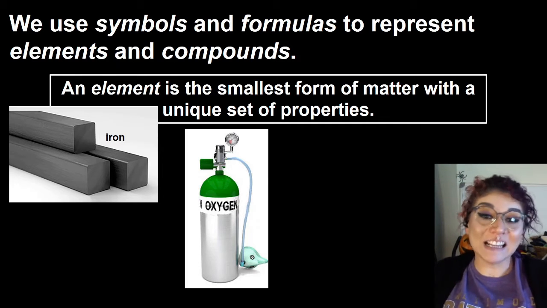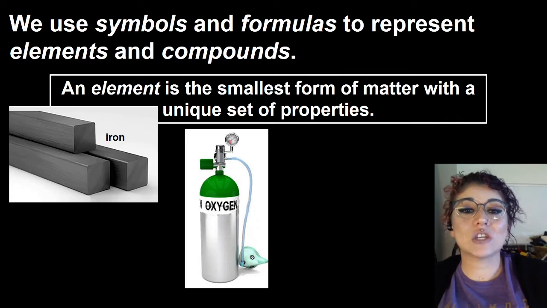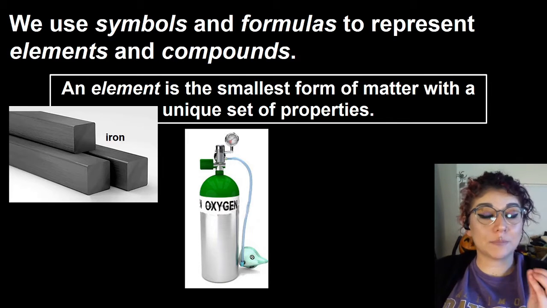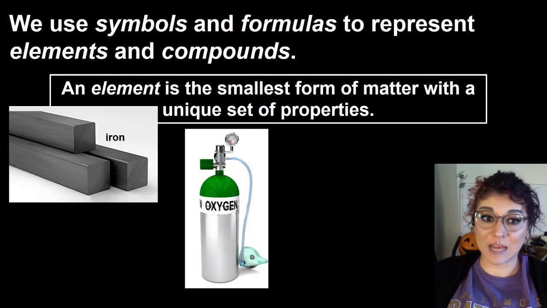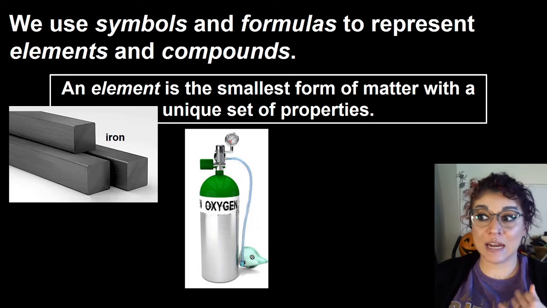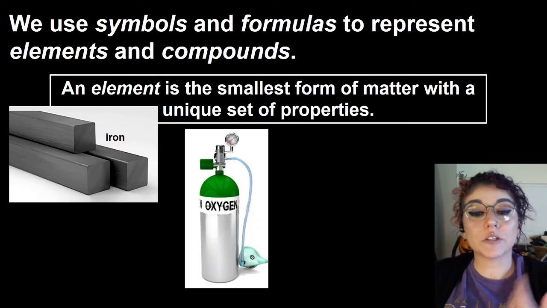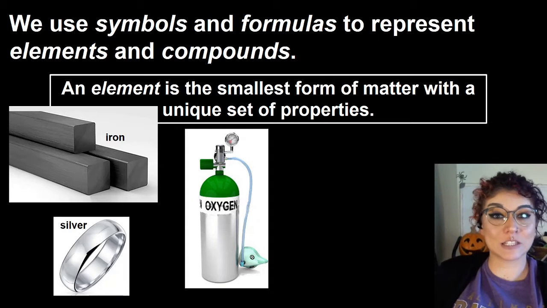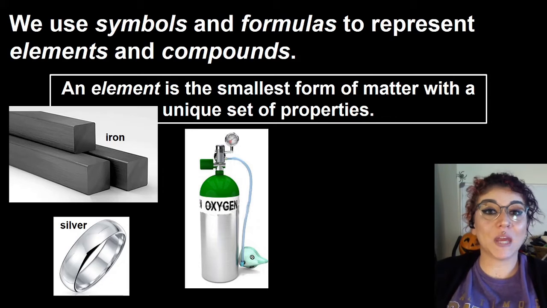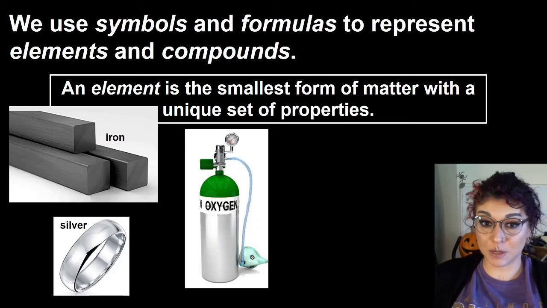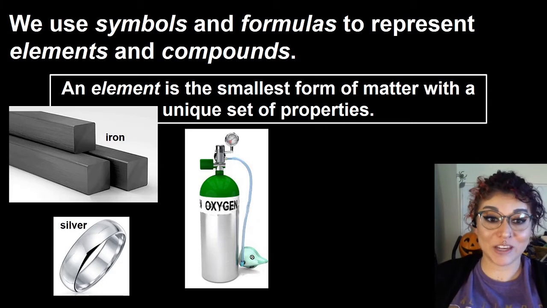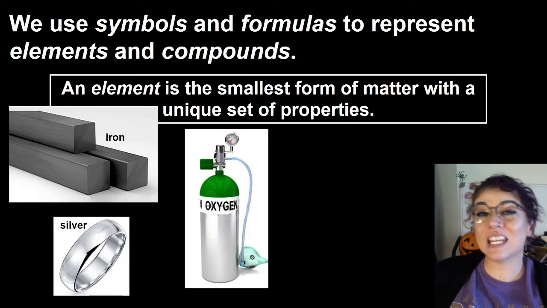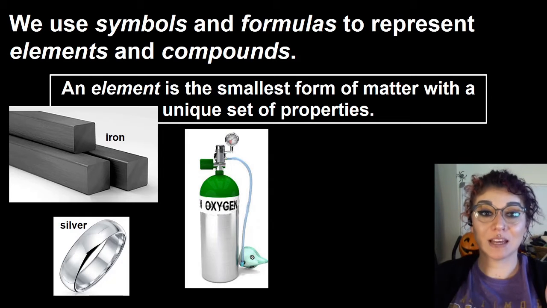And if you remember, an element is the smallest form of matter with a unique set of properties. For example, we looked at the strip of iron. So at the end of the day, iron is iron. You cannot break it down into any smaller component pieces. We also have oxygen, pure oxygen gas. Again, you can't break down oxygen into a smaller component. We also looked at that silver ring before. So again, silver is silver. You can't chemically break it down into a smaller component. Physically, we could change the shape of the iron or the silver, or we could put the oxygen gas in a different container. But at the end of the day, chemically, they're still the same elements.